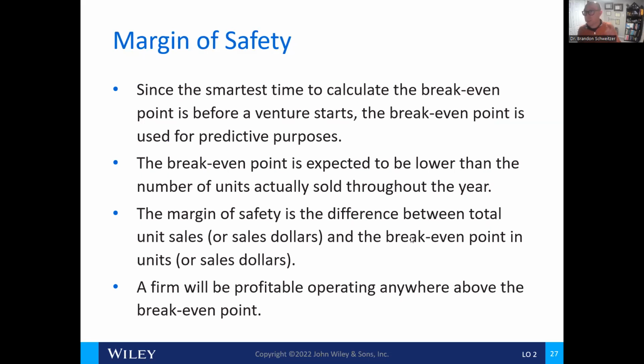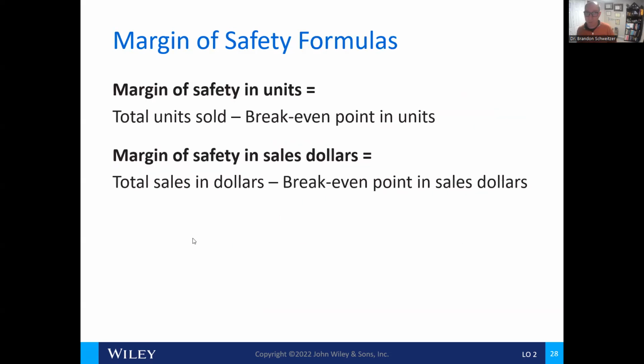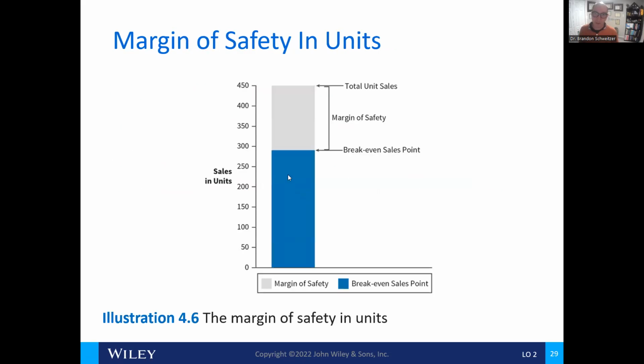Think of the margin of safety as a margin of safety, number of units to be able to produce to be above the point of break-even. Here's the calculation in terms of units and sales dollars for margin of safety. Total number of units sold minus the break-even point in terms of units gives us the margin of safety in units. For sales dollars, total sales dollars minus break-even point in sales dollars. Margin of safety can be visualized here graphically with a bar graph. Above the break-even point is the margin of safety.